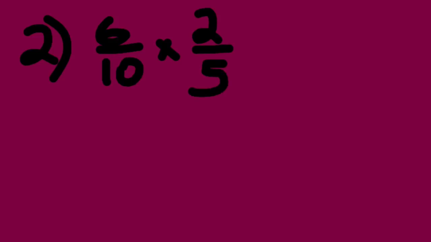Number 2: 6 over 10 times 2 over 5. Some of you may be noticing that some things can be canceled. If you're not, that's completely fine. If you don't notice that things can be canceled, just multiply it straight through. Numerator times numerator, 6 times 2, equals 12. And denominator times denominator, 10 times 5, is 50.